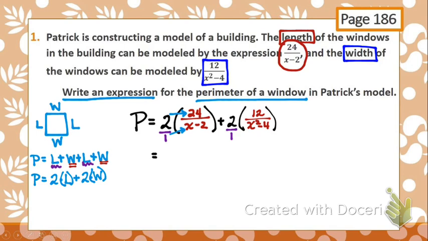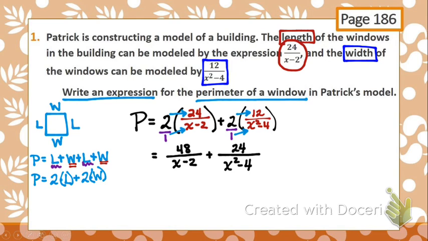So I'm going to multiply straight across the top. 2 times 24 would give me what? 48. On the bottom, what are the things that I'm multiplying together? 1 times x minus 2. What do I get when I multiply 1 times x minus 2? x minus 2. And that's going to be added to this fraction over here. What happens when I multiply these two fractions together? 24 is my numerator, over x squared minus 4.